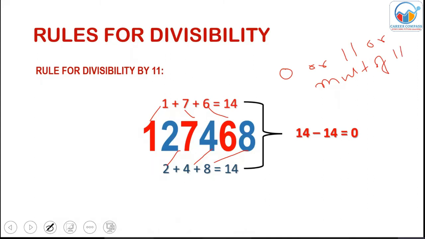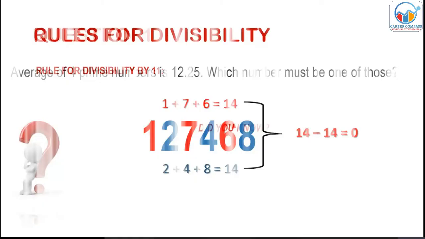In this case, you can see 14 minus 14 is 0. So we will say that this number is divisible by 11. In case this difference, instead of 0, is 11 or its multiple, even then we can say the number is divisible by 11, right? So that's a special rule for divisibility by 11. Correct? Having said that, let us get into some problem solving.